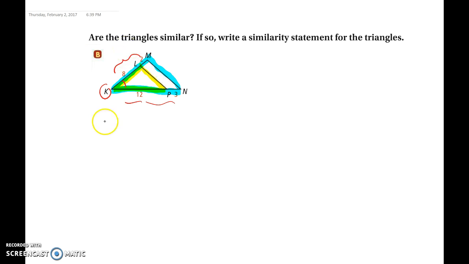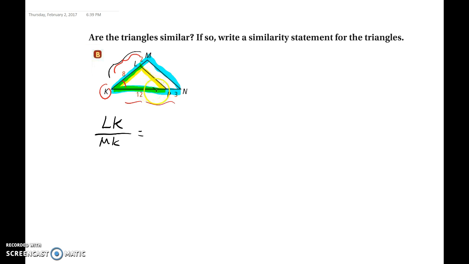So the first side that we'll look at is in the yellow triangle. The yellow triangle is LK, and that corresponds to the bigger triangle's side, and that is MK. Since I put the yellow triangle in my numerator, the next ratio I create, the yellow triangle has to be in the numerator as well. So remember, there are different ways you can do this, but it's all about consistency. Once you set one up, the others have to follow suit.